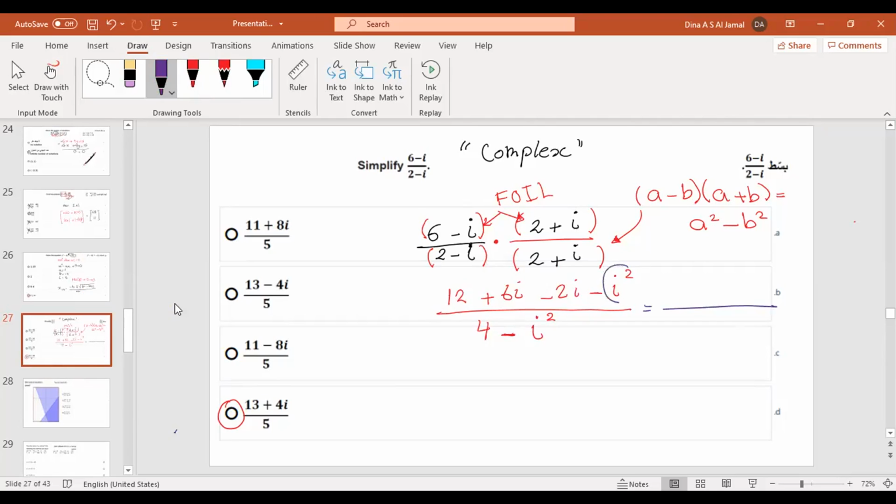I know that each i squared will give me negative 1. And here I have like terms. So 12 minus negative 1, which is 12 plus 1, so it will give you 13, plus 6i minus 2i, which is 4i. Then here 4 minus negative 1, which is 5. And now this is the detailed solution. You can solve it using the calculator or using this detailed method.